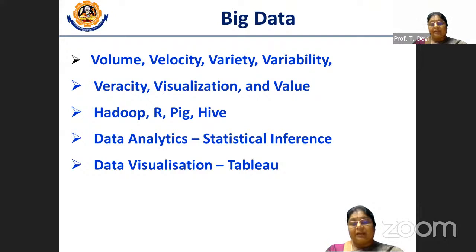So the big data has various dimensions: volume, huge volume of data, the velocity, the speed with which the data accumulates. Say, for example, if you go and see your Gmail, at some point it will say your mailbox is full. You may have more junk mails, but the velocity with which you get all advertisement and other details is huge. The variety, the variability in the data, the veracity, visualization, the value. These factors contribute to big data. The various big data frameworks are Hadoop, R, Pig, and Hive.